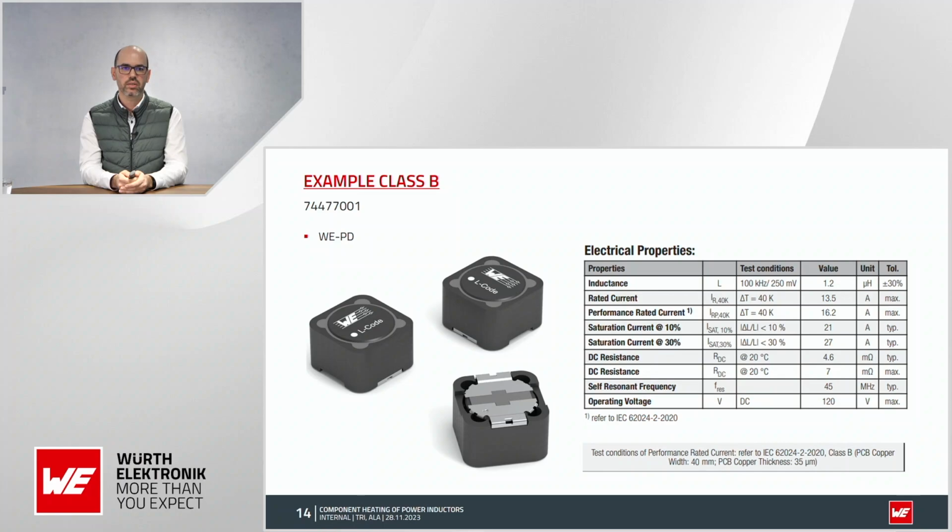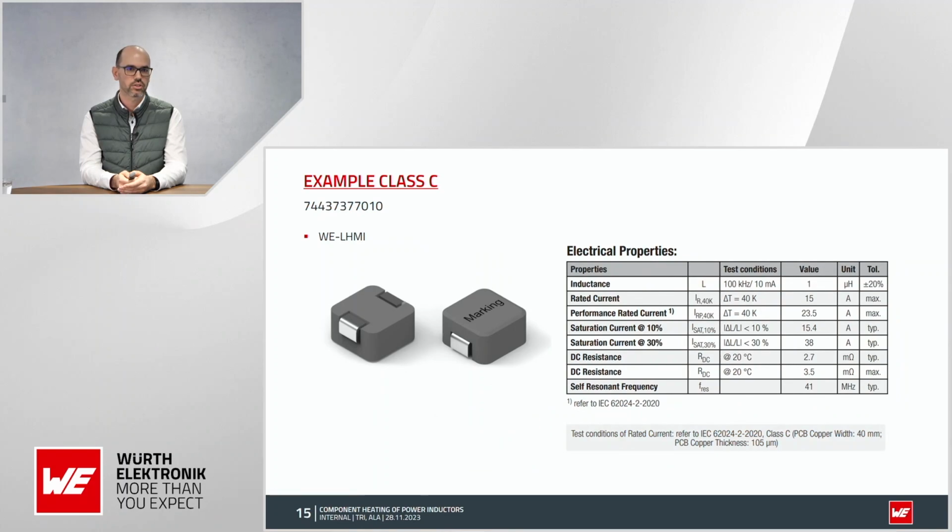So going to the example, class B, we have here the WE-PD. This is a series which we have now for more than 20 years in our portfolio. Very reliable and very durable series. And like you can see here, the performance rated current is now mentioned here. And then also in the text below, what kind of class has been used with the reference to the IEC standard. So if anybody wants to recheck this value, he can build up the settings and then he will see that the results will be the same as in our data sheet.